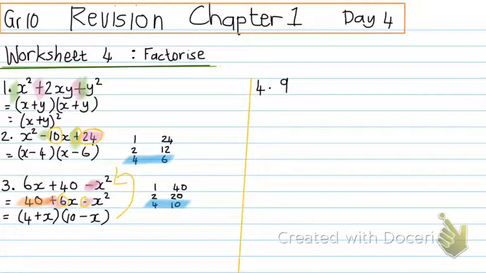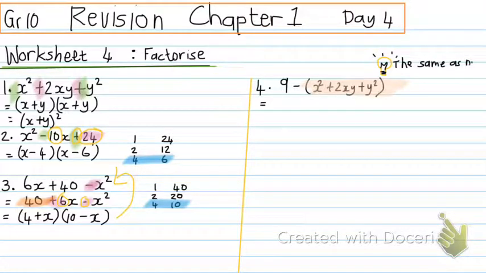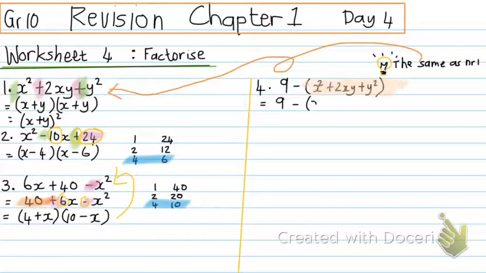Then number 4, 9 minus, and in brackets, x squared plus 2xy plus y squared. Now I see something. Aha, that bracket is the same as number 1. So I don't need to factorize that bracket again. It's the same as number 1. So at number 1 I got x plus y, or x plus y squared.